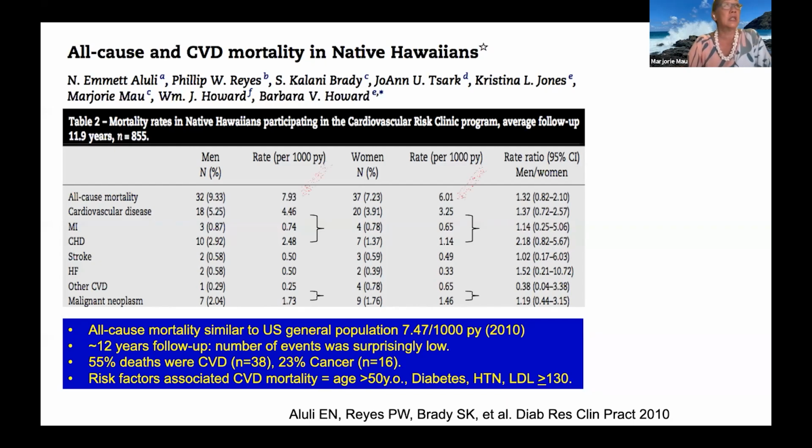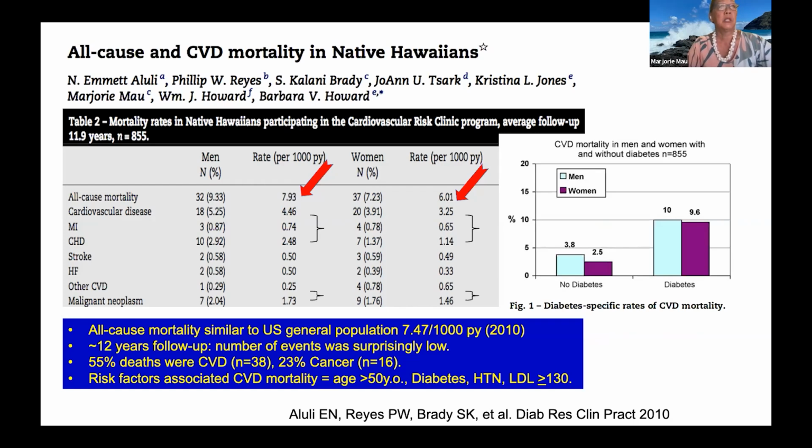And what you can see is the men and women all-cause mortality. And in this study that we published a while back in 2010, the all-cause mortality was similar to the US general population. And that was surprisingly low to us after 12 years of follow-up. 55% of the deaths were cardiovascular disease and 23% were cancer. And the risk factors associated with CVD mortality were age over 50, diabetes, hypertension, and LDL over 130. And when we looked separately at individuals with diabetes or no diabetes, clearly you can see that most of the CVD mortality is occurring in people with diabetes.